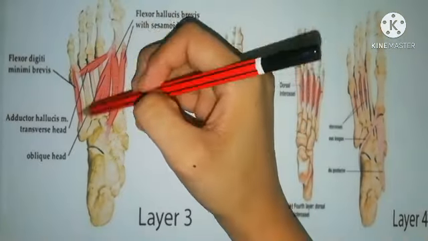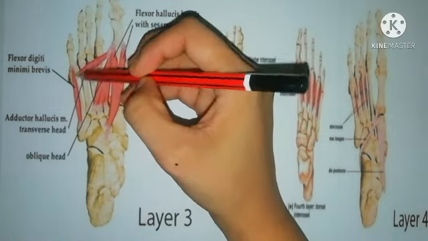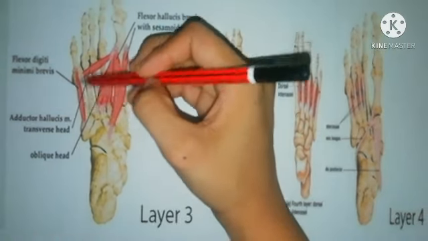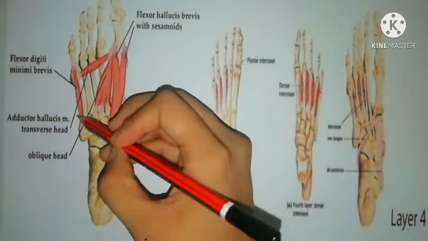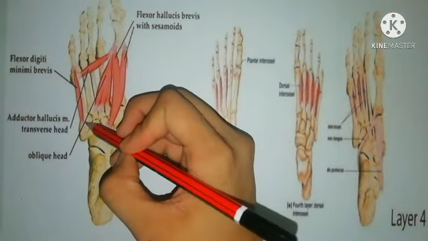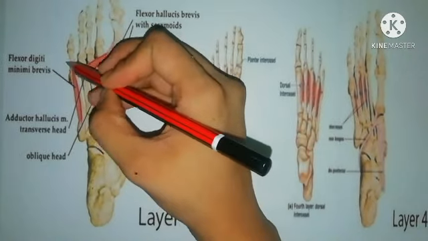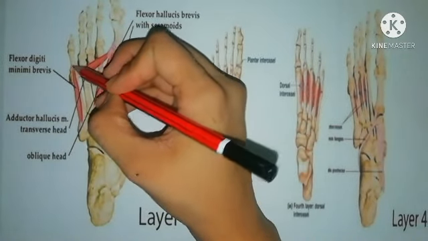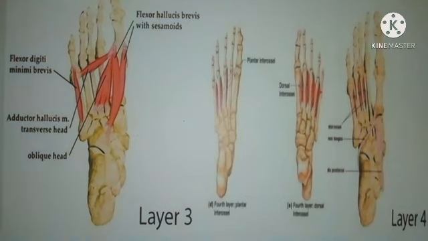Flexor digiti minimi. This is the muscle. It lies along the 5th metatarsal bone. This is the 5th metatarsal bone. Origin is from the base of the 5th metatarsal bone. Insertion is into the lateral side of the base of the proximal phalanx of the little toe over here. The nerve supply is superficial branch of the lateral plantar nerve. Action is the flexion of the proximal phalanx at the metatarsophalangeal joint of the little toe.